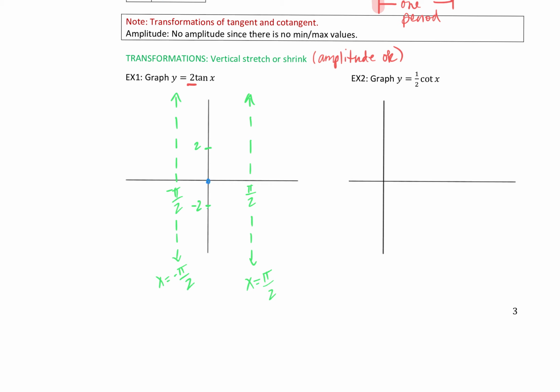Remember, tangent starts at 0 at the halfway point between the negative pi over 2 and the pi over 2. My scale's a little weird. That halfway point at positive pi over 4, negative pi over 4 is where we graph. So again, low to high, just relabel your axes. Remember, this would be a pi over 4 and a negative pi over 4.